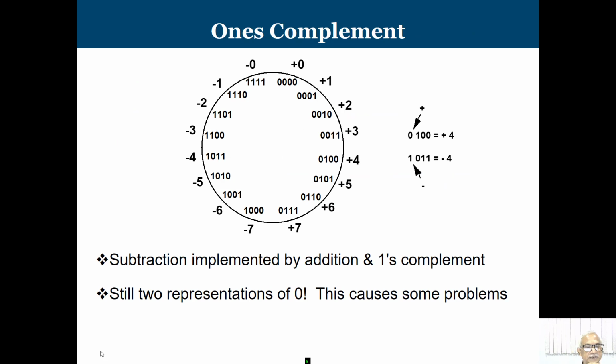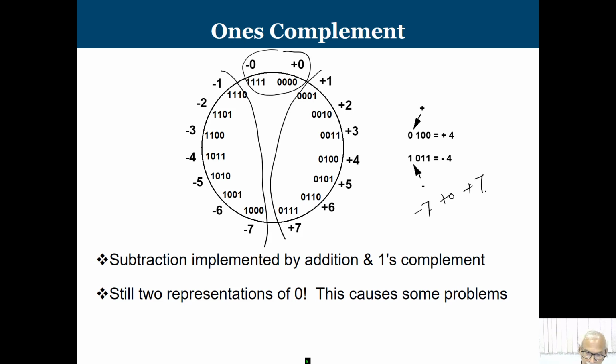It says that subtraction is implemented by addition. In 1's complement, there are still two representations of 0, so this is the problem we are having again. Now I will give you some idea of what 1's complement is. Here you see these two representations of 0. Again we have 7 numbers from +1 to +7 and -1 to -7. So for a 4-bit number our range is from -7 to +7 and we have two different representations of 0.